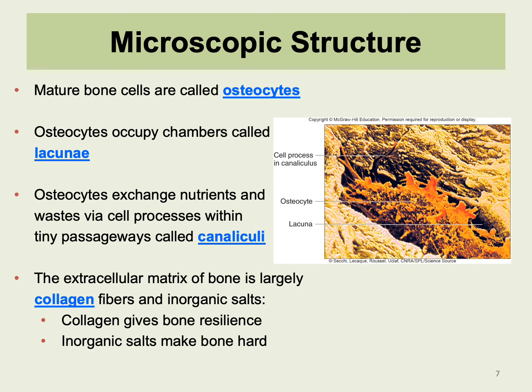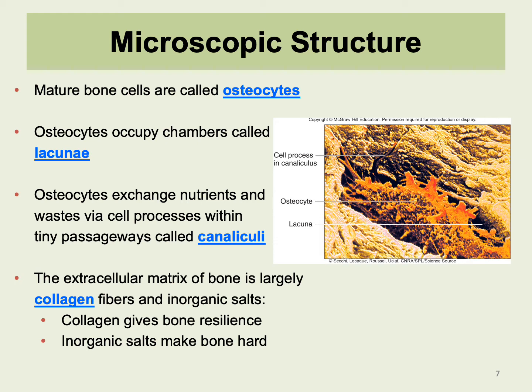When we look under the microscope, we are able to see the mature bone cell, which we call an osteocyte. In this picture you can see the osteocyte inside the lacunae. Lacunae are the tiny chambers in the bone that contain the osteocytes. Of course, we have tiny canals we call canaliculi. They allow the small capillaries to pass through and bring the blood supply to these osteocytes.